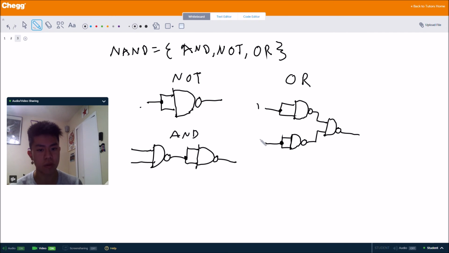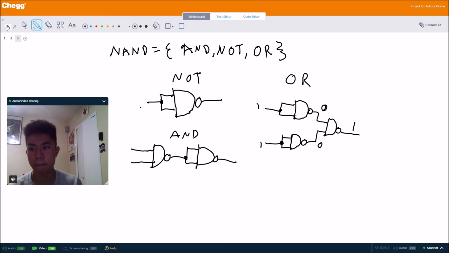If this one is 1 and this one is 0, we get 0 there, 1 there. And 0, 1, that's going to give us a 1. Right? Let's suppose this one was a 1 and this one was also a 1. We get a 0, 0, and 0 NANDed with 0 gives you 1.